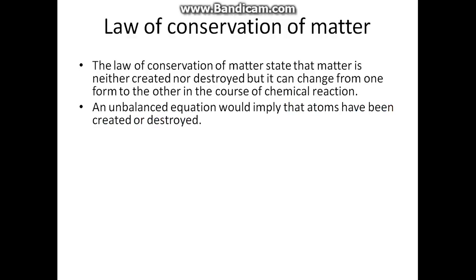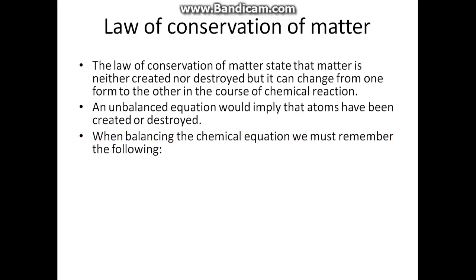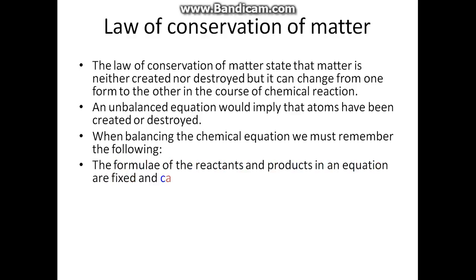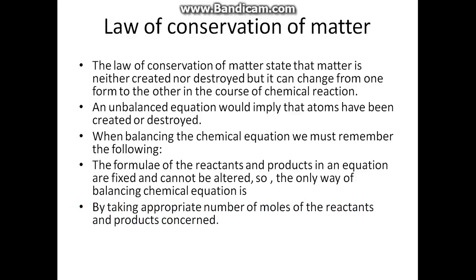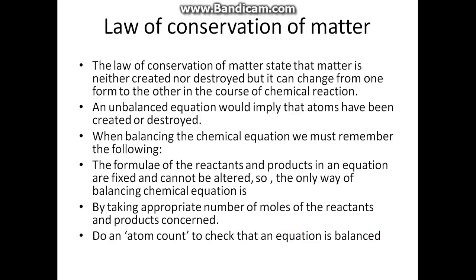When balancing a chemical equation, we must remember the following: the formulas of reactants and products in an equation are fixed and cannot be altered. So the only way to balance a chemical equation is by taking the appropriate number of moles of reactants and products, and doing an atom count to check the equation is balanced.